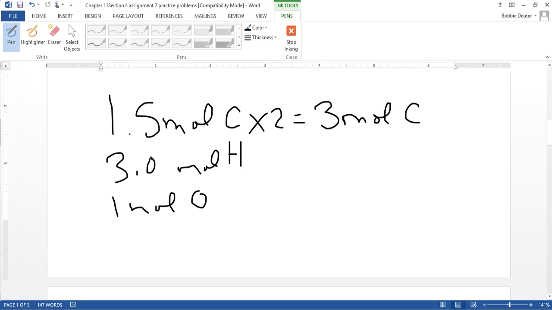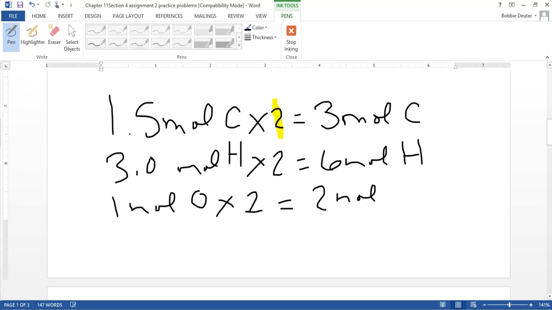Well, if we do it to 1 here, we now have to do it to all of them because we can't just leave them out. So what you do to 1, you have to do to all. In this case, you have 3 moles of carbon. Now we have to take 2 times 3. We get 6 moles of hydrogen, and we have 2 moles of oxygen.